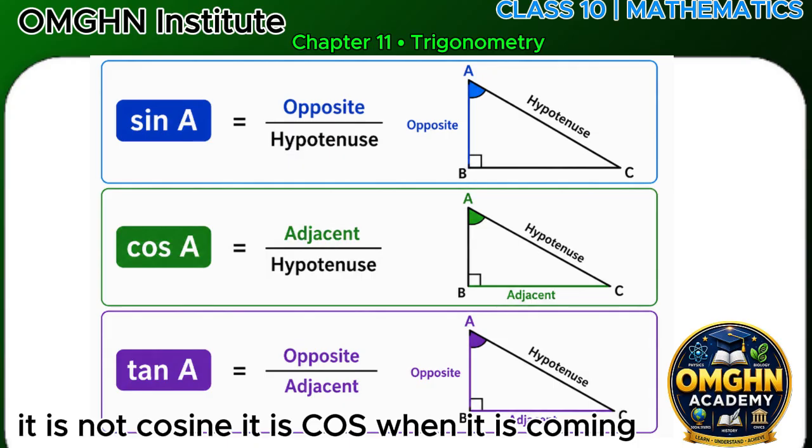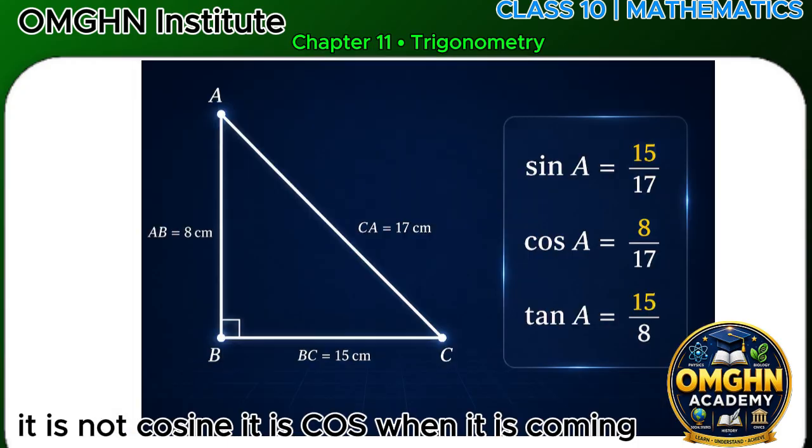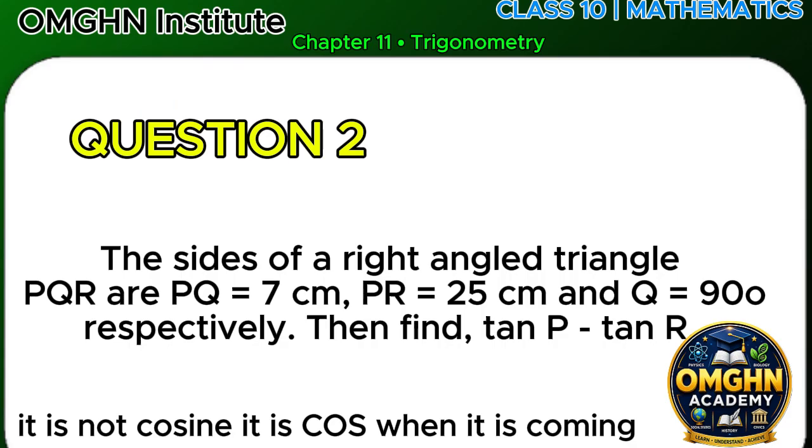So sin A is equal to opposite by hypotenuse. Therefore, sin A is 15 by 17. Now, cosine A is adjacent by hypotenuse. Therefore, cosine A is 8 by 17. And tangent A is opposite by adjacent. Therefore, tangent A is 15 by 8. So, students, our final answers are sin A is 15 by 17, cosine A is 8 by 17, and tangent A is 15 by 8. Very good. Remember, students, always identify the sides with respect to the given angle. Now, let's move to question number 2.